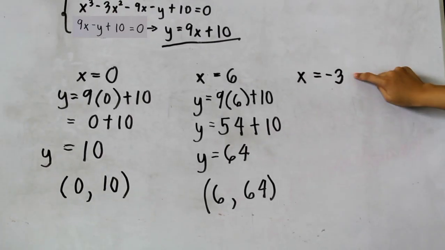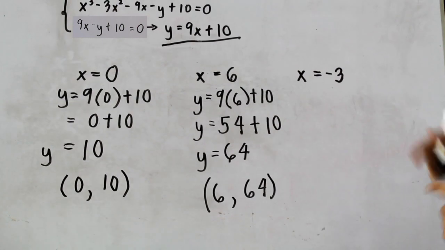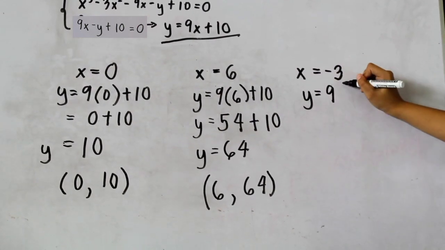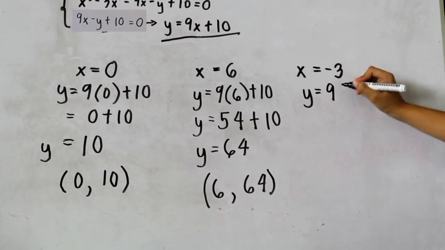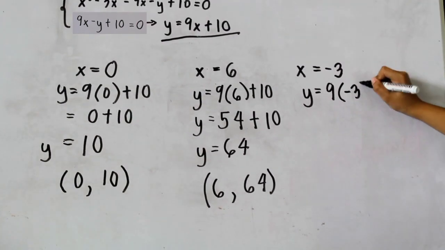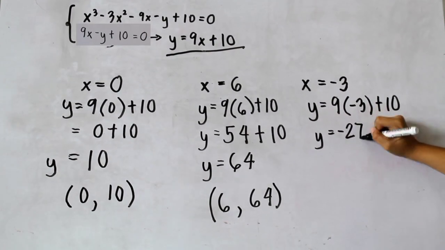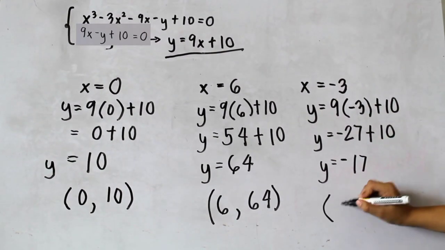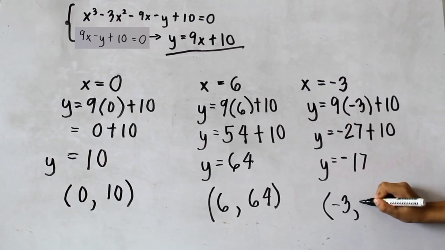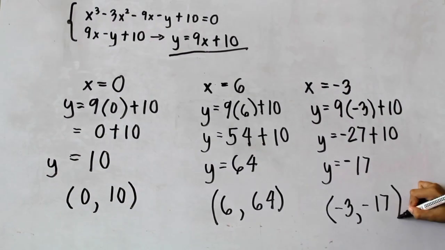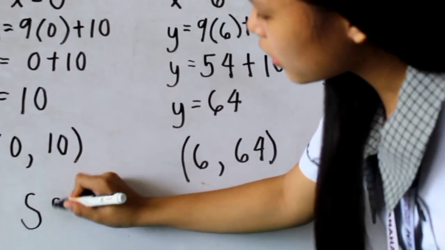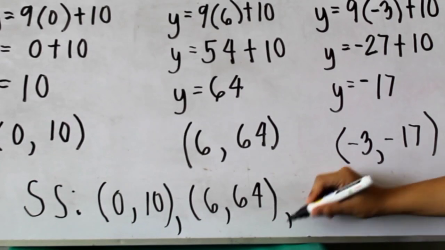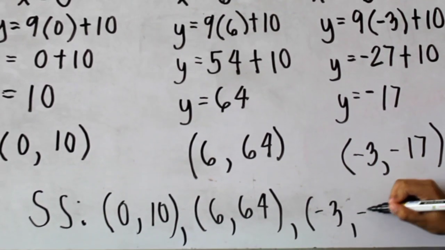Lastly, let's find the y value if x is equal to negative 3. Since the x value is negative 3, we'll just substitute it in every x. After solving, we can see that the y value is negative 17. The x is negative 3 and the y is negative 17. The solution sets are (0, 10), (6, 64), and (negative 3, negative 17).